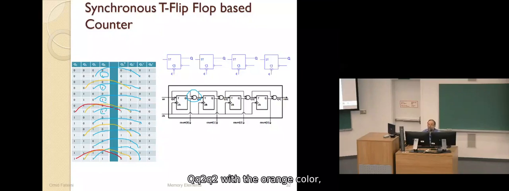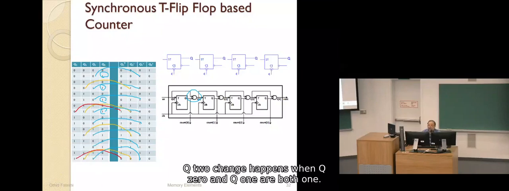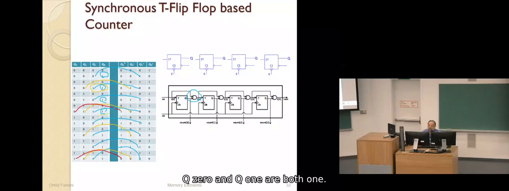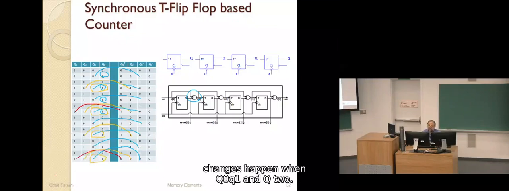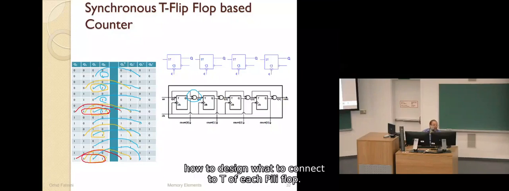If we look at Q2 with the orange color, the Q2 change happens when Q0 and Q1 are both 1. Q0 and Q1 are both 1. And at this time too. Q3 changes happen when Q0, Q1, and Q2, all of these three are 1, this time and this time. So it will give us the idea of how to design, what to connect to T of each flip-flop.